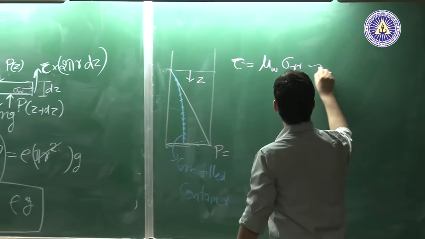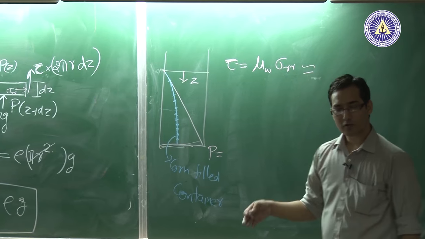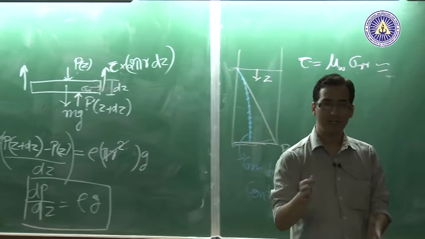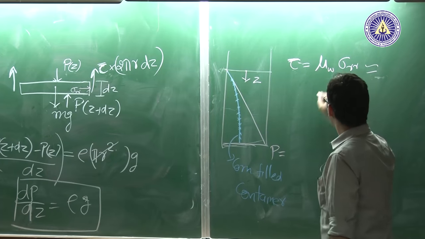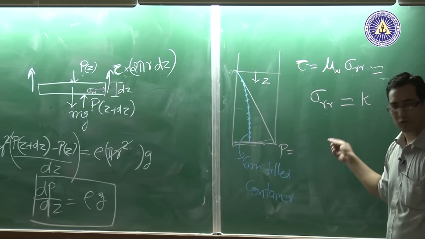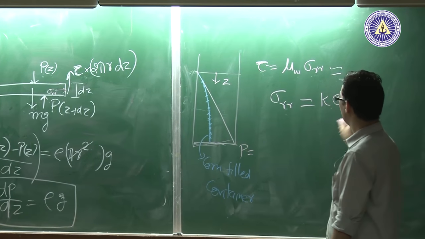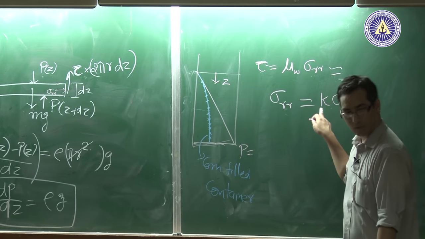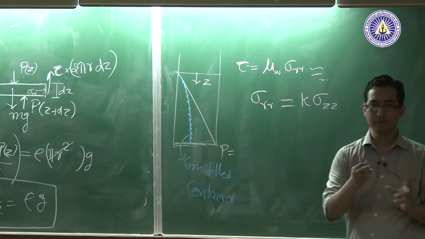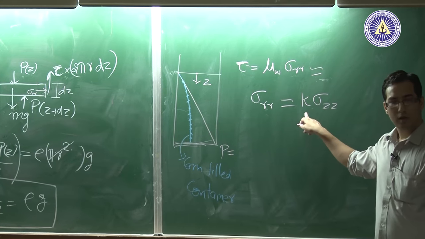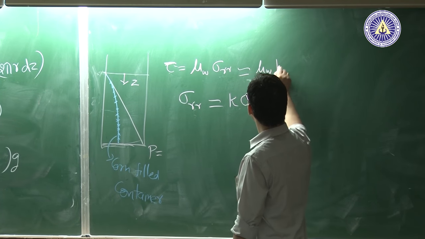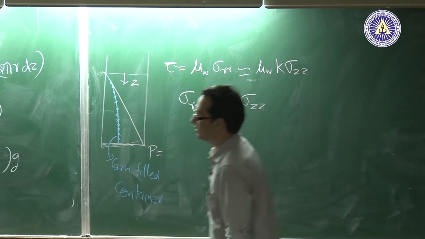Because you have solid-like behavior, you can use solid-like properties, and it turns out that sigma ZZ and sigma RR are related to each other by some constant K, the anisotropic constant, times sigma ZZ. If you had a fluid, this number would be exactly 1, because you don't have any difference. But in solids, you can have a bit of anisotropy, so this factor may be different than 1. So then this essentially becomes mu w K sigma ZZ.